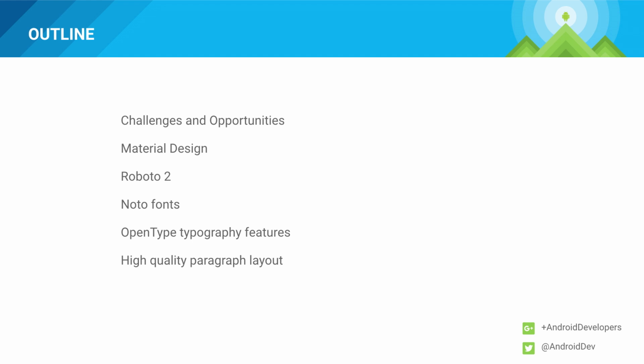A huge amount of the work that we do on the Android UI Toolkit team is supporting all of the languages of the world, or most of them. Then I'm going to go into some of the really, I think, exciting newer features around OpenType typography control and high-quality paragraph layout, which rolled out in Lollipop and Marshmallow.